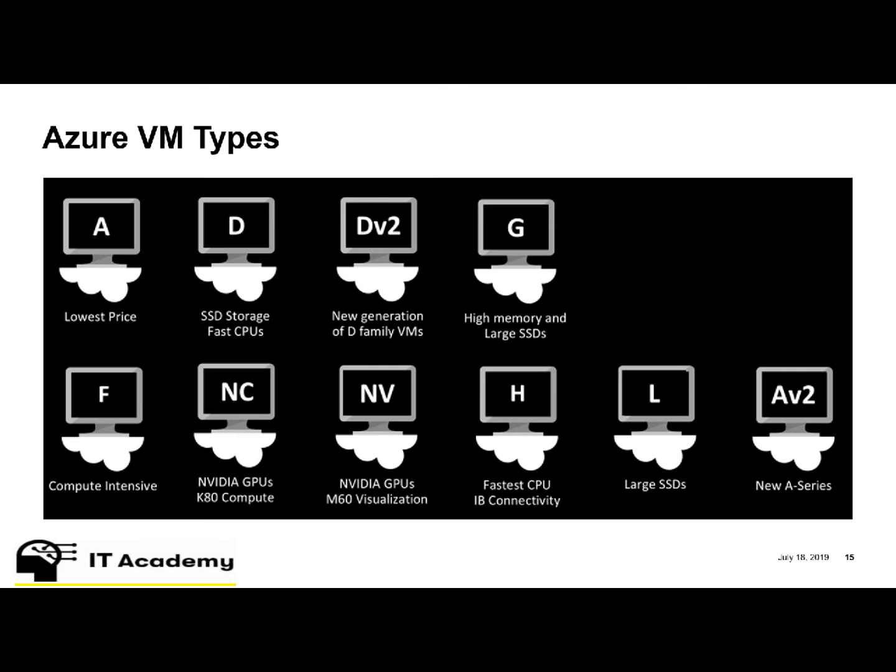The D series of machines adds solid state storage and very fast CPU for our workloads. So if we need huge amounts of throughput for storage and fast CPUs, that's the series to go to. Microsoft improved on the original D series, or the D family of machines, by creating D2 version 2 machines. They include some additional options in there as well. The G series of virtual machines gives us a high amount of memory compared to the number of CPUs and very large solid state disks.